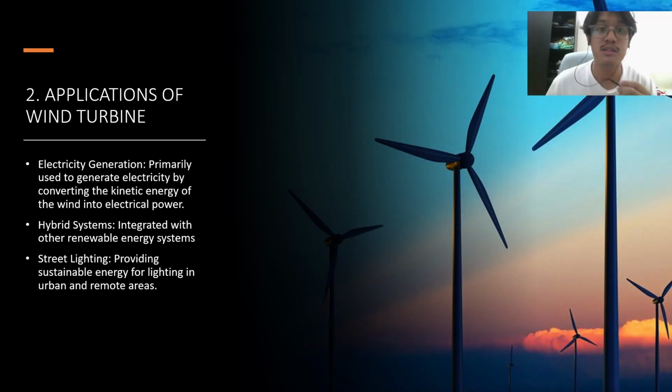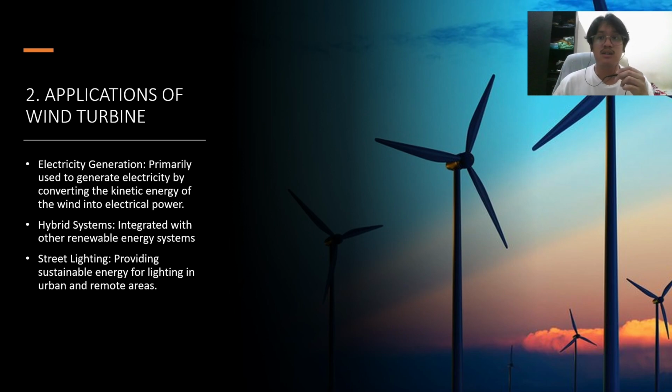Assalamualaikum. My name is Akil Najmi bin Anwar and my student ID is 2021-8068. As for my part, I will be talking about applications of wind turbines. Wind turbines are mainly used for electricity generation. They convert the kinetic energy of the wind into electrical power and use that electricity to power a grid system, or maybe to power a house or a city.